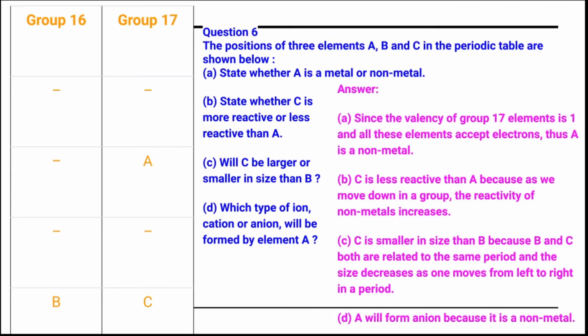Will C be larger or smaller in size than B? C is smaller in size than B because B and C both belong to the same period and the size decreases as one moves from left to right in a period. Final question we had is, which type of ion, cation or anion, will be formed by element A? Element A will form anion because it is a non-metal.